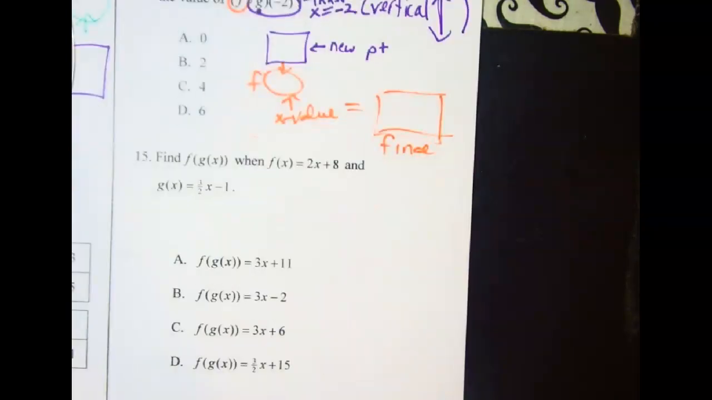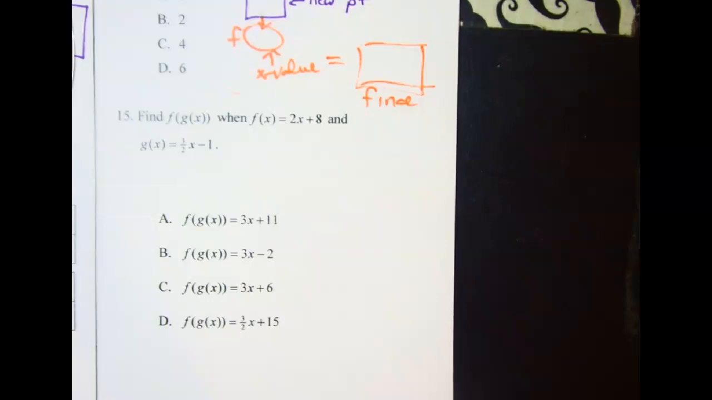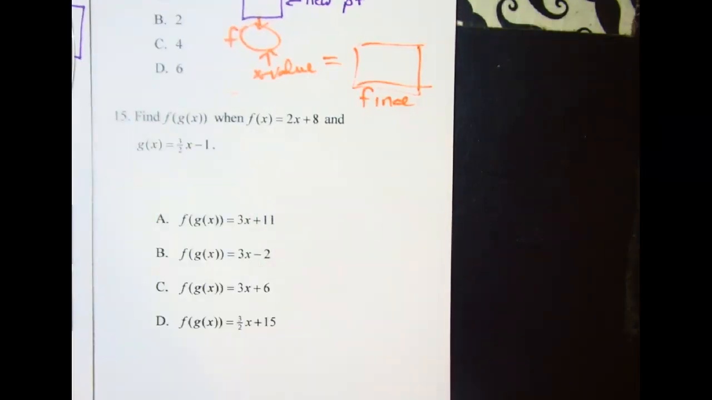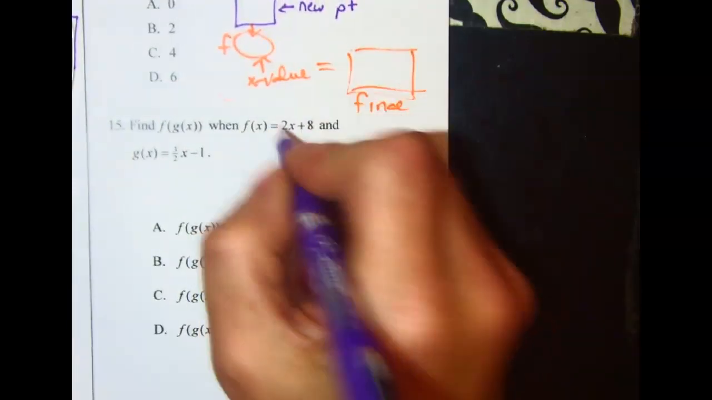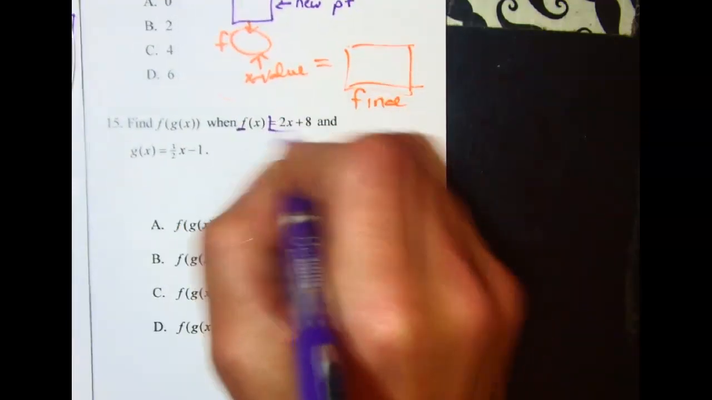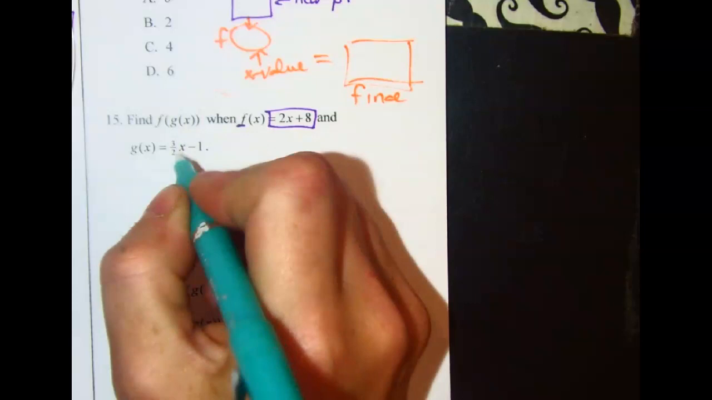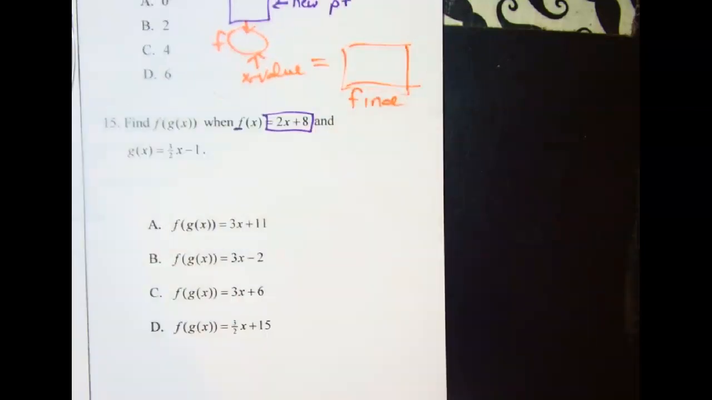All right, let's go to 15. 15 is find f of g of x. So it's giving us two functions. We have f, which equals this part that I have in a rectangle whenever I see an f, and g equals 3/2 x minus 1.